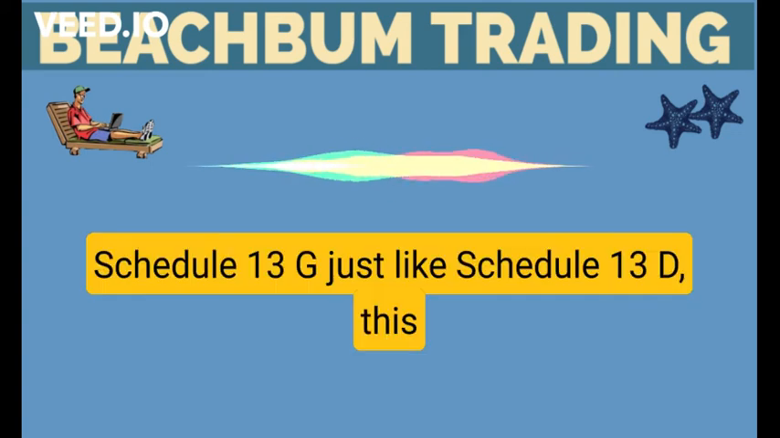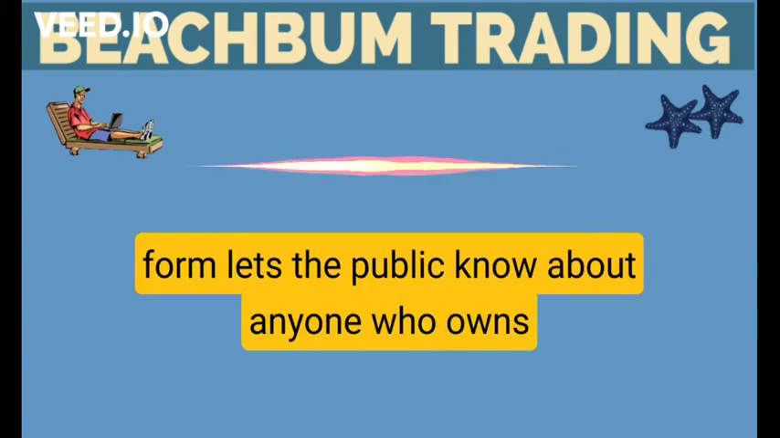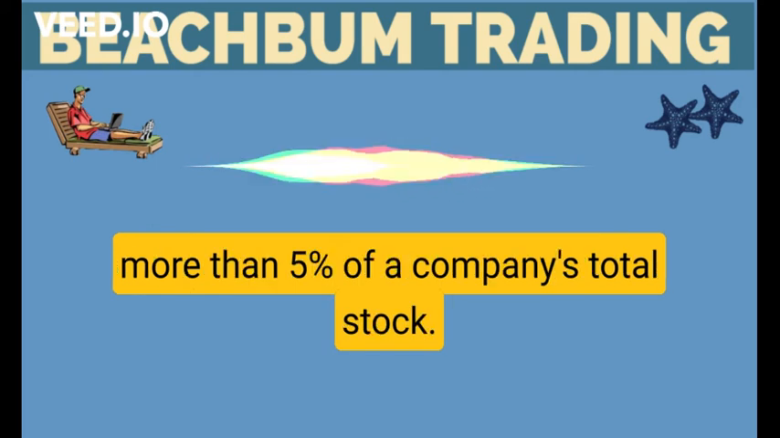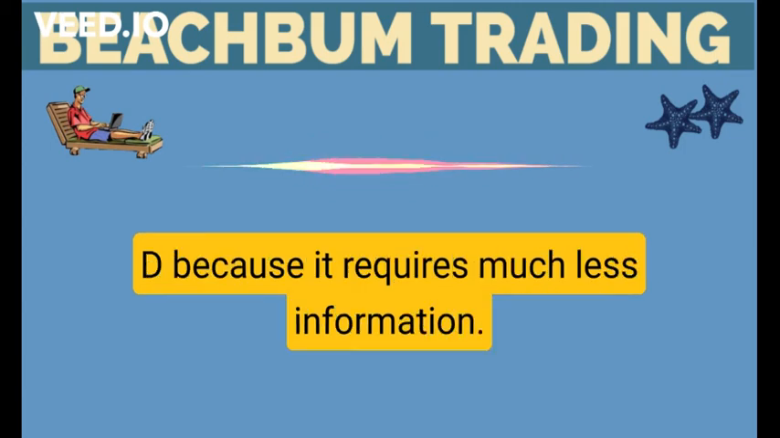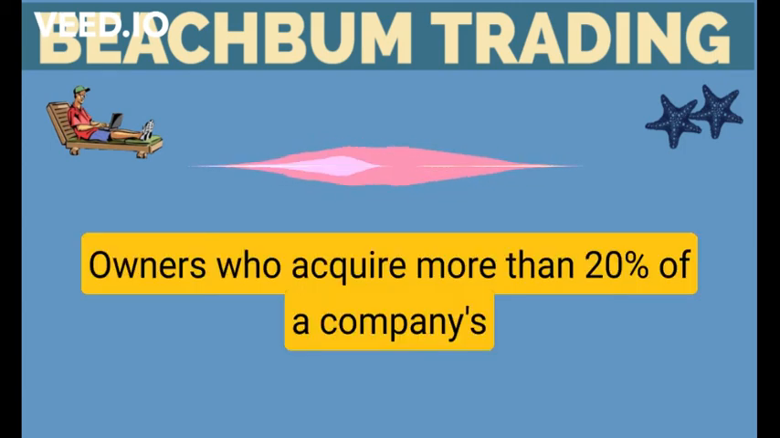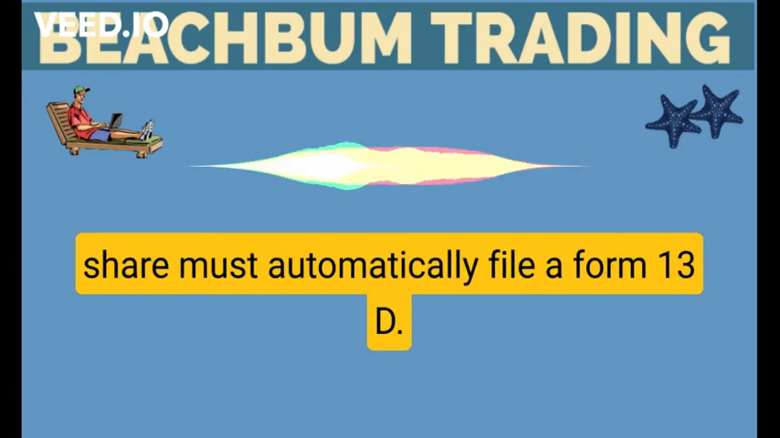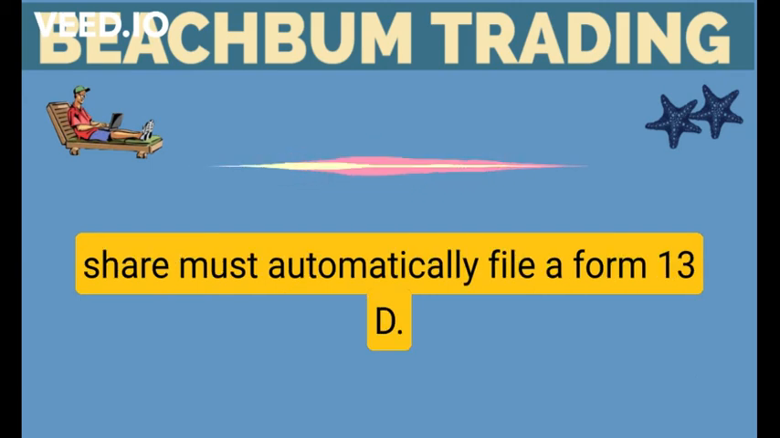Schedule 13G. Just like Schedule 13D, this form lets the public know about anyone who owns more than 5% of a company's total stock. But it's much shorter than the 13D because it requires much less information. Owners who acquire more than 20% of a company's shares must automatically file a Form 13D.